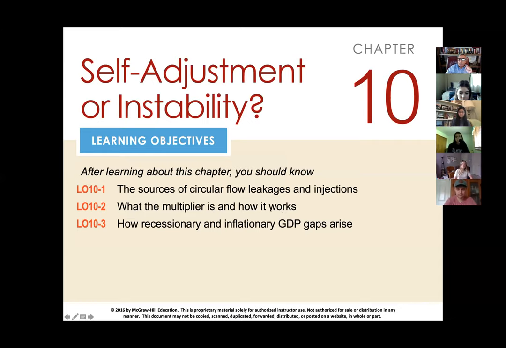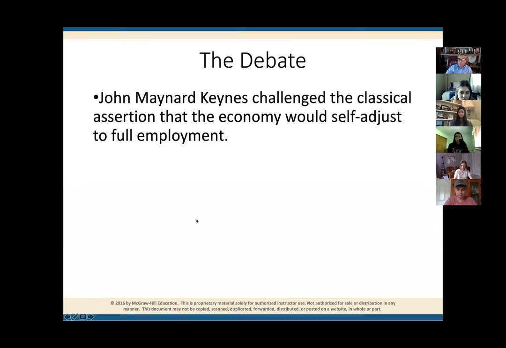And then the most important thing that we're going to learn in this chapter is, what is the multiplier, how the multiplier works? Okay, and what can the government do to take us out of a recession or to pull us back from an inflationary gap? In other words, if the economy is moving too fast, okay?